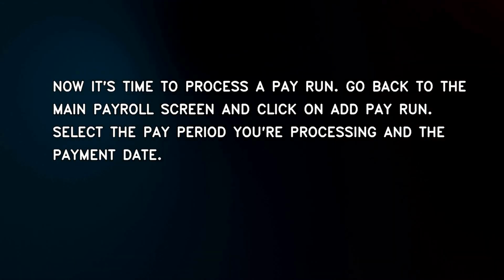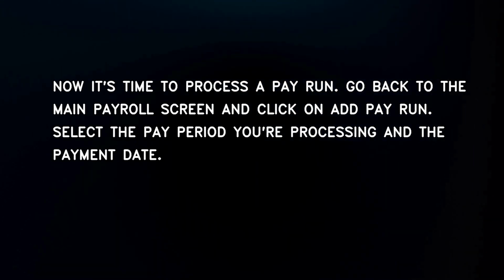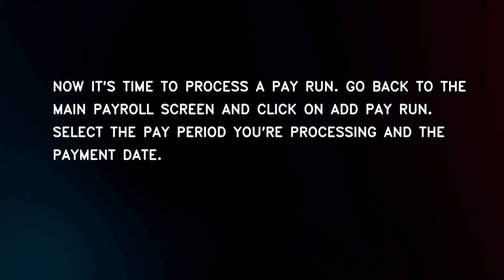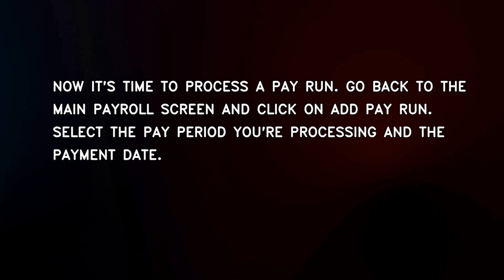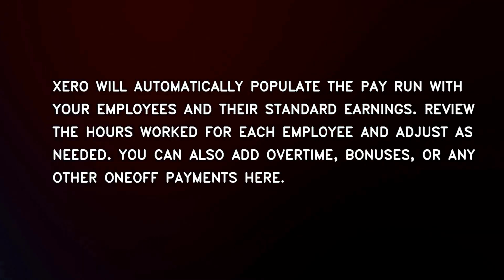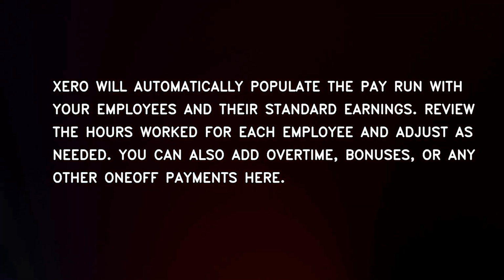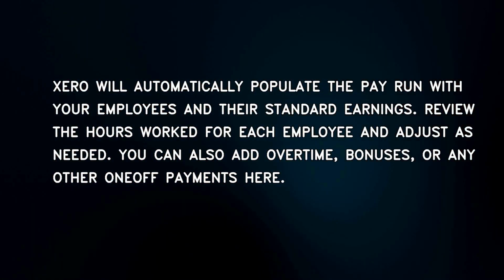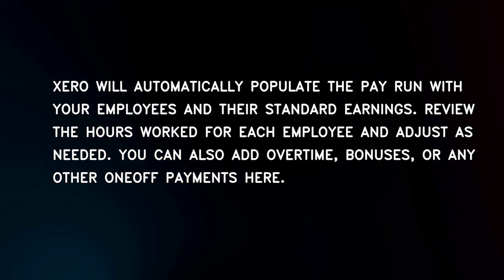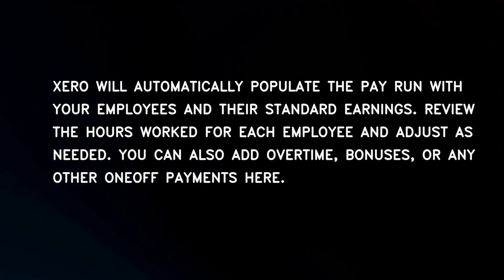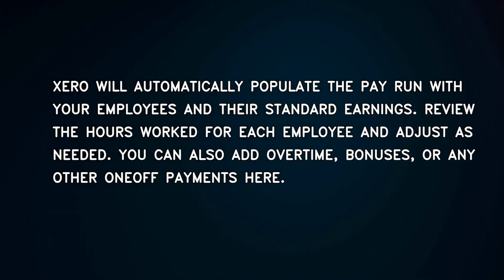Now it's time to process a pay run. Go back to the main payroll screen and click on Add Pay Run. Select the pay period you're processing and the payment date. Xero will automatically populate the pay run with your employees and their standard earnings. Review the hours worked for each employee and adjust as needed. You can also add overtime, bonuses, or any other one-off payments here.